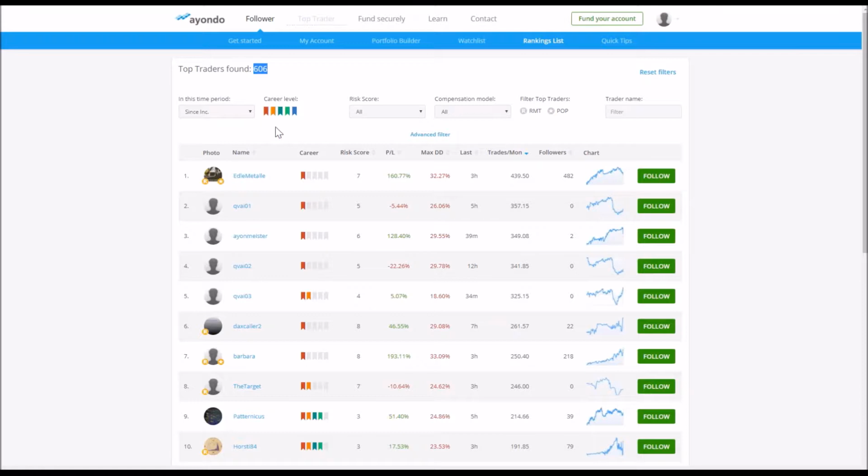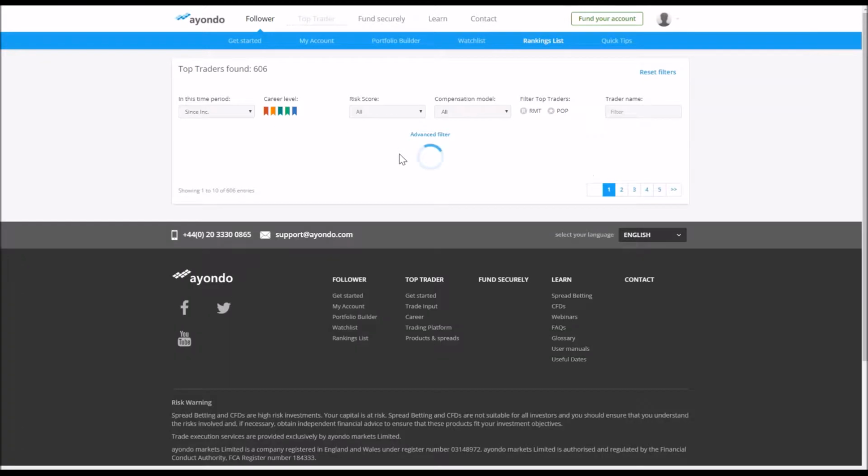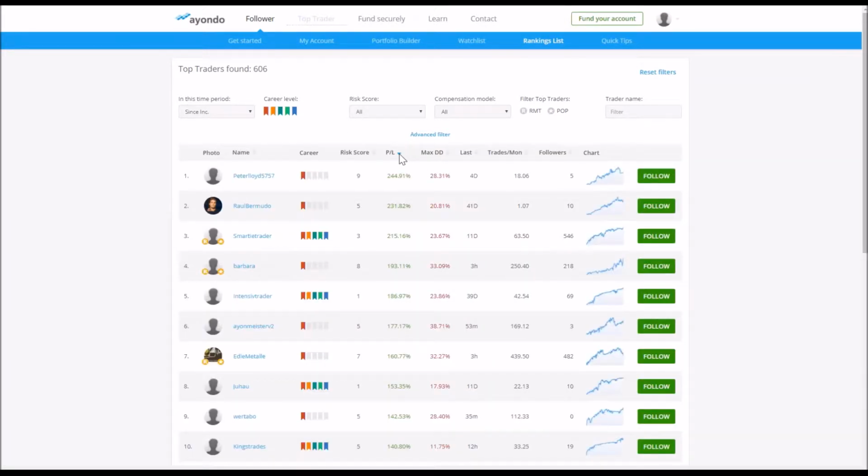So let's have a look at P&L. Let's sort by P&L. We'll have a play around with a few of these ranking things, but let's sort by P&L first of all. So out of the 606 traders, I've put since incorporation, so since they actually started trading, whether they started 6 months ago or 18 months ago or 3 years ago, whatever it was, sort by P&L. So the best performer is Peter Lloyd 757, who has made 244% on his, I'm assuming it's a him, on his account.